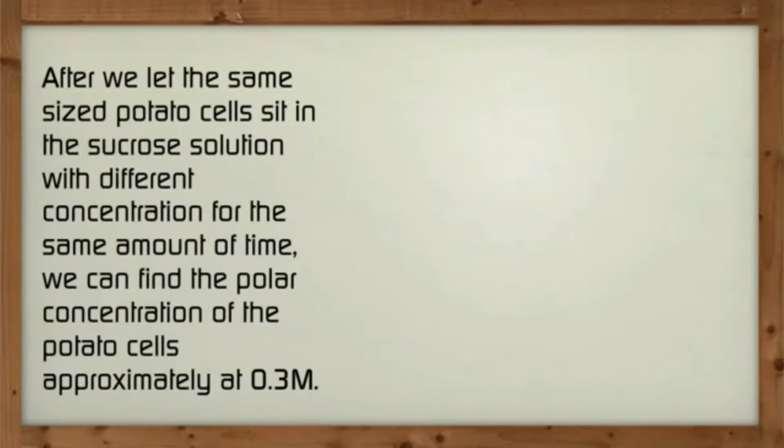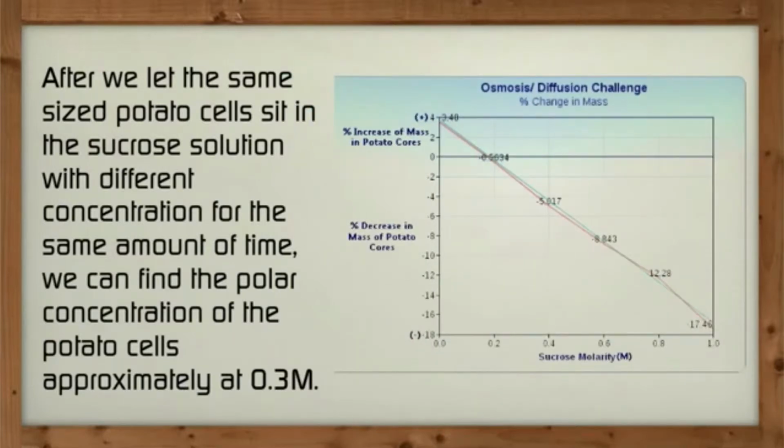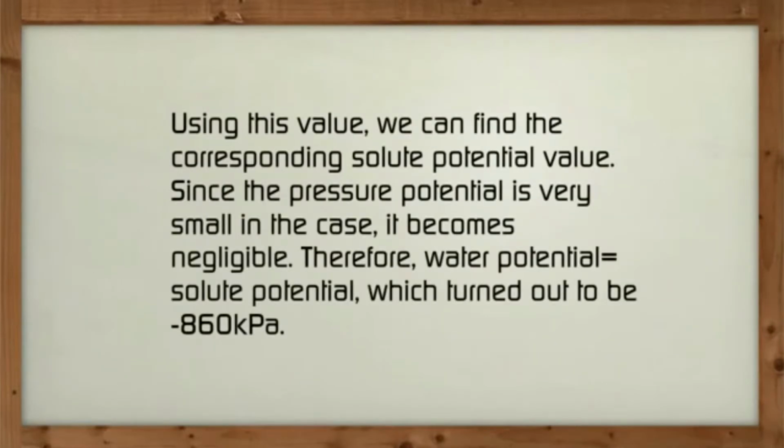After we let the same size potato cells sit in the sucrose solution with different concentration for the same amount of time, we can find the molar concentration of the potato cells approximately at a molarity of 0.3. Using this value, we can find the corresponding solute potential value. Since the pressure potential is very small in this case, it becomes negligible. Therefore, the water potential equals the solute potential, which turned out to be negative 860 kilopascal.